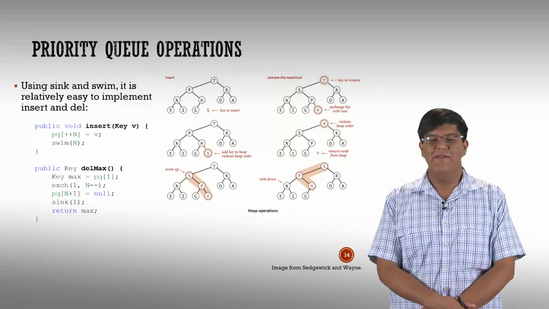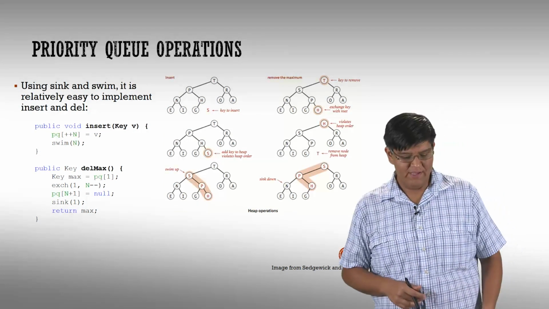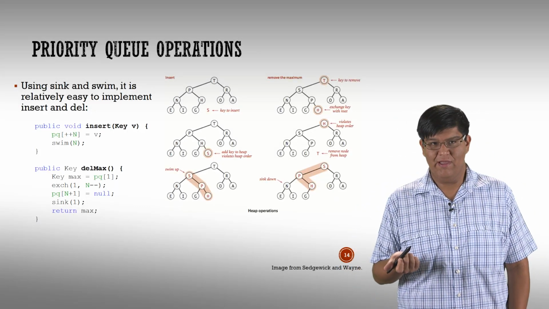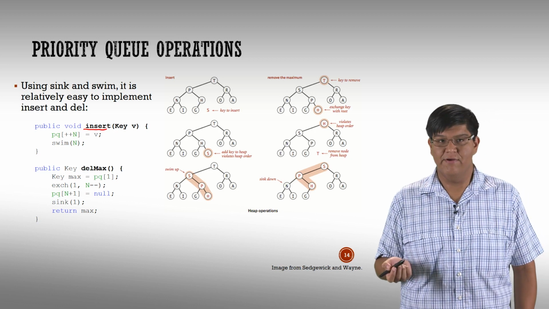All right, now that we've implemented sink and swim, we have a good shot at implementing the priority queue operations. So let's take a look here. I actually already have the code on the slide. It's really simple. So let's look first at the idea of implementing insert.